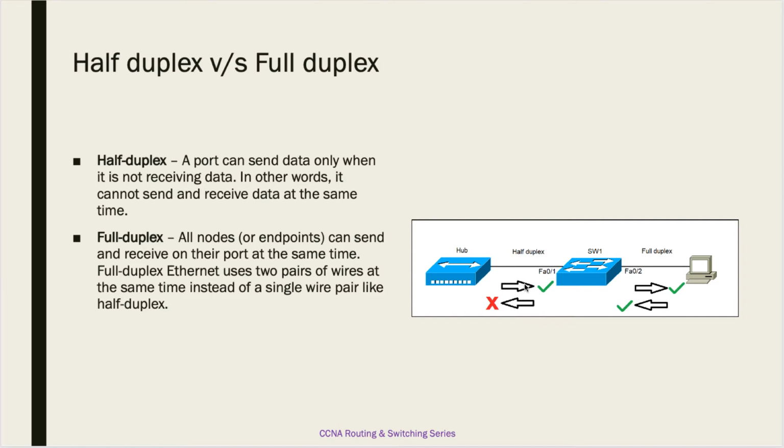And if that is the scenario, what happens? You are sending some data and you are receiving some data, and the data is going to collide. Because the data collides, it's called a data collision. That's one of the drawbacks of half duplex.